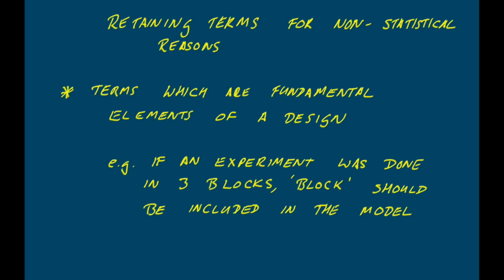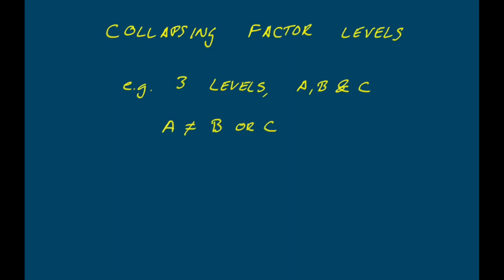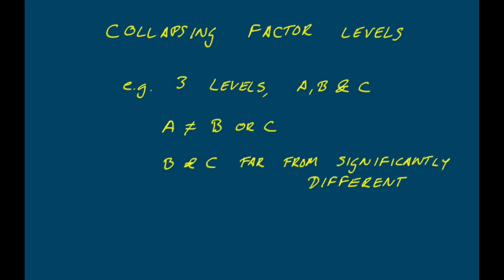The other thing I said you can do when you're choosing your model by hand is collapsing factor levels to make your model simpler. And automated model selection algorithms can't do this. So let's say you've got three levels of a factor, levels A, B and C, and level A is highly significantly different from level B or C. So the mean of A is much bigger or much smaller than the means of level B and level C. But levels B and C are very similar in terms of their mean value. They're far from significantly different.